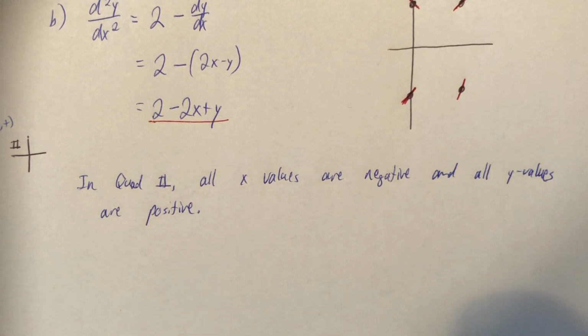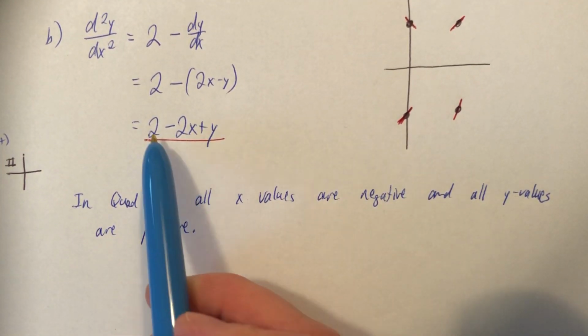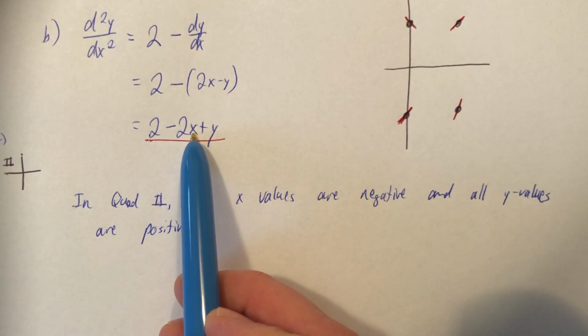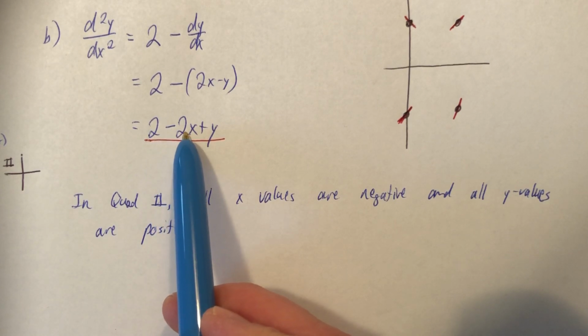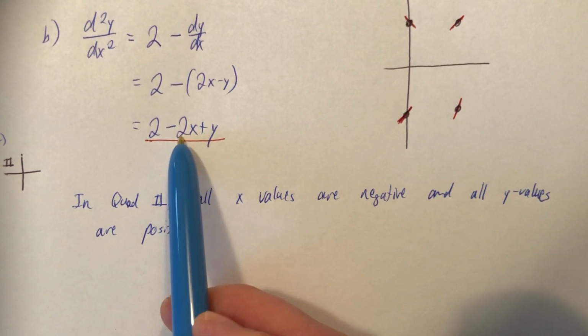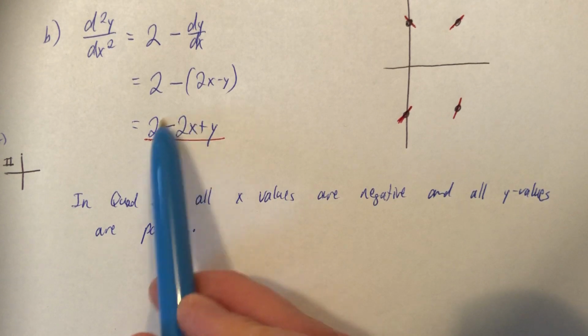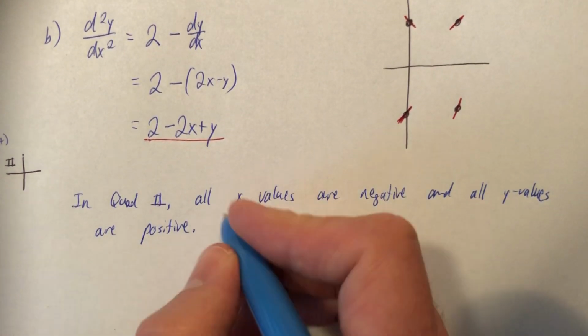So I'm just going to continue my little stream of consciousness here, but here's my second derivative. Let's think about it though. I have 2 minus 2 times a negative. X is always negative, right? So 2 minus 2 times a negative. So this is so far 2 plus something, because that becomes positive, and then plus something that's always positive. So we have 2 plus something plus something. We're always going to get a positive.